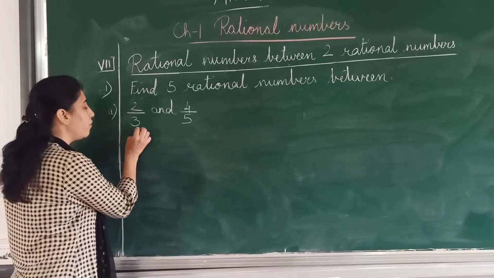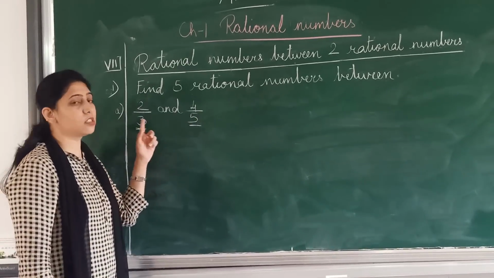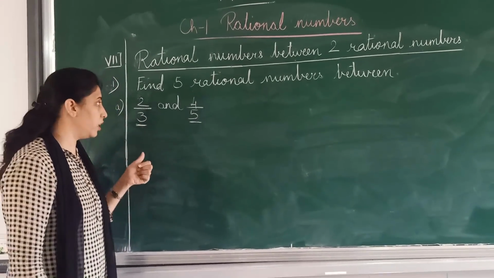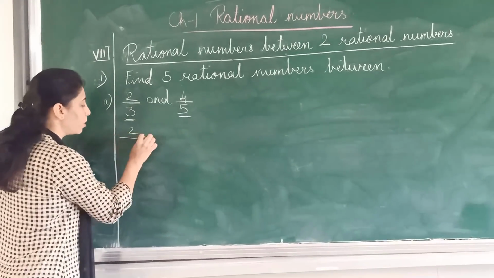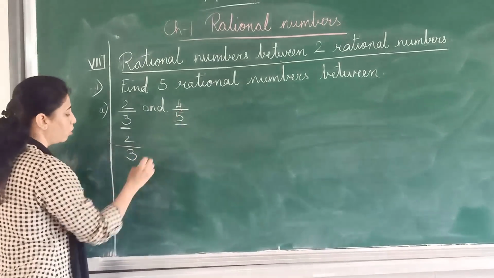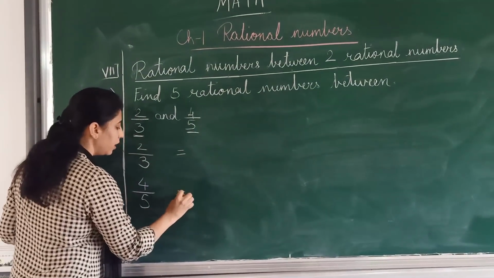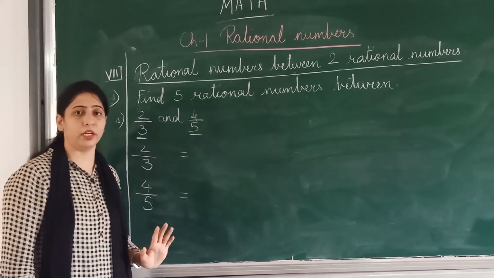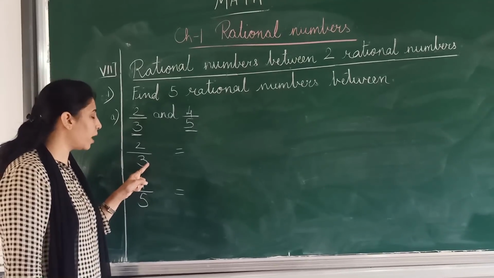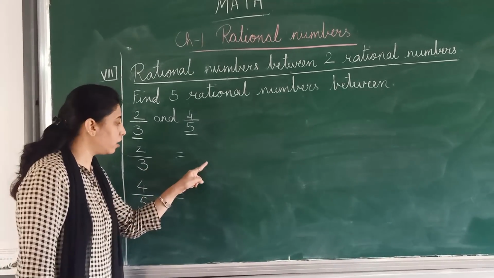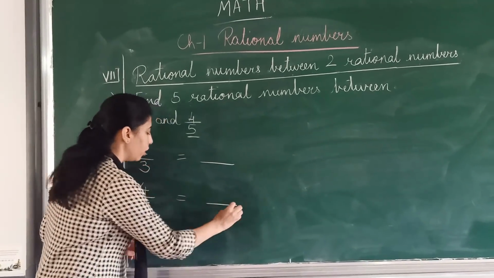Now we'll check. Every time we have to check the denominator. So what are the denominators? The denominators are different. So when denominators are different, how are you going to do this? Write down the first rational number, that is 2 upon 3. Write down the second rational number, that is 4 upon 5. Now you have to make the denominators equal. How are you going to make the denominators equal? Multiply with such a number that you get the same denominator here and here.